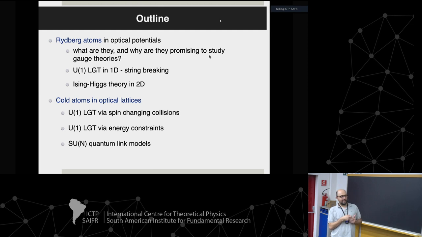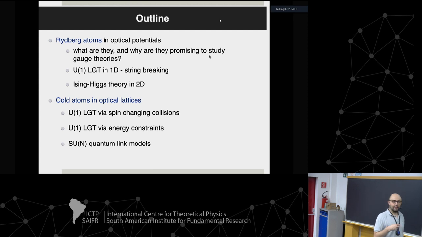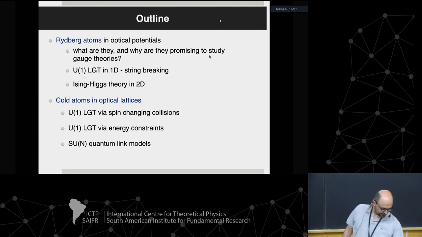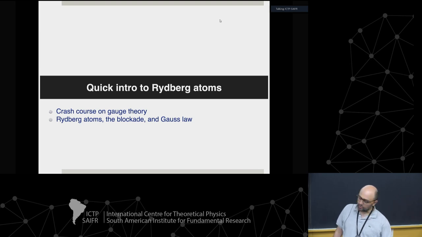And then finally, if time allows, I will move to non-abelian models that we have not really seen so far. And I will discuss strategies to realize those utilizing alkaline earth atoms, as I was promising you the first day. Okay. So, quick intro on Rydberg atoms.